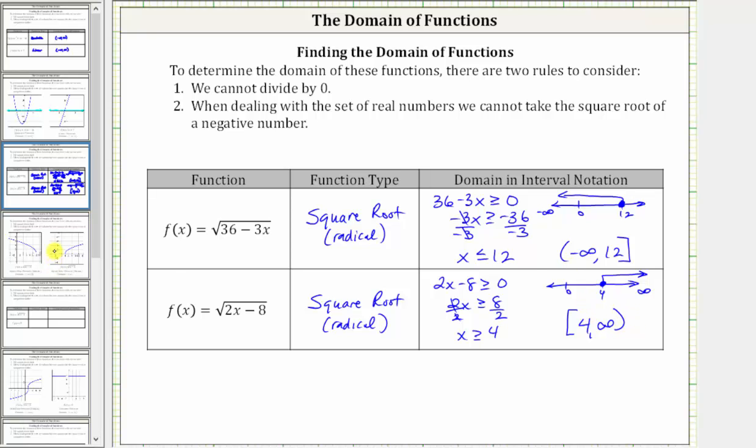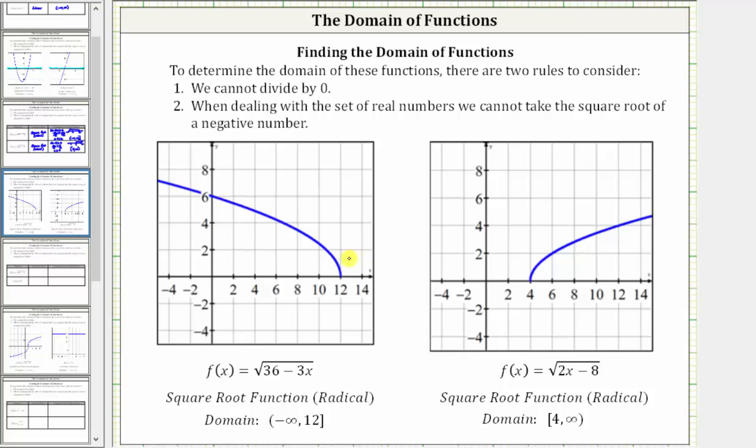Looking at these two graphs, we can see the domain of this first square root function is less than or equal to 12, or from negative infinity to 12. And the domain of the second square root function is x greater than or equal to 4, or from 4 to infinity.